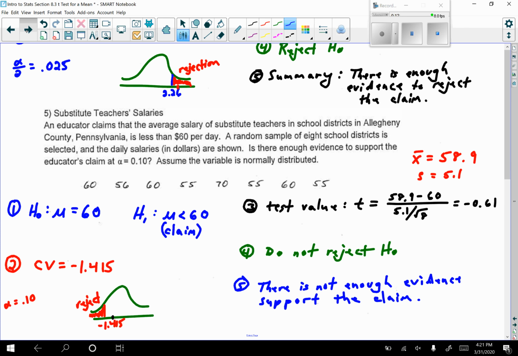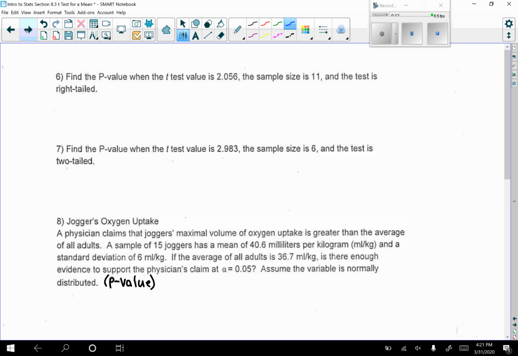Now let's take a look at the p-value. So looking at a couple examples, 6 and 7 just have me having you practice finding the p-value given a certain t-test value. So again, we're using a different option on the calculator. And then number 8, we're going to use the p-value method to conduct this hypothesis test. So now on the calculator, we're looking at menu 555. We're not typing in area, we're typing in the test value, because remember, for the p-value method, we don't find the critical value, we find an area and we compare it to alpha.